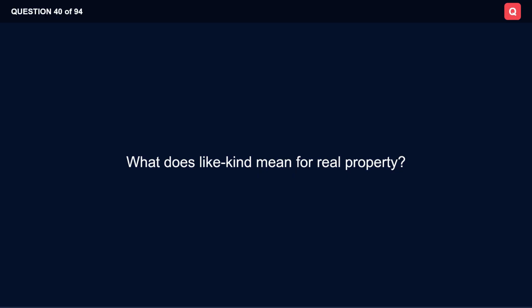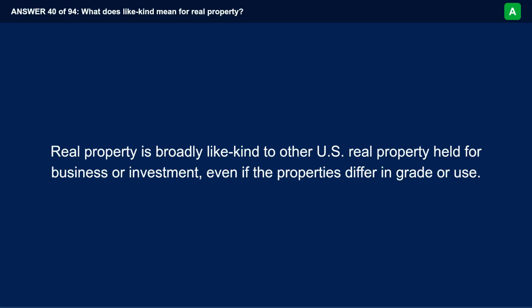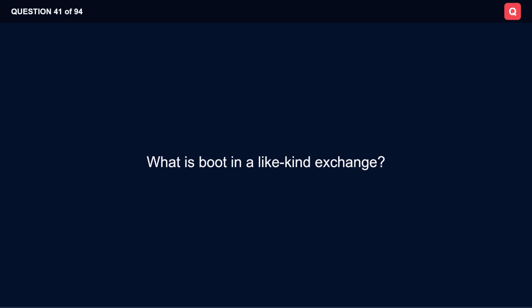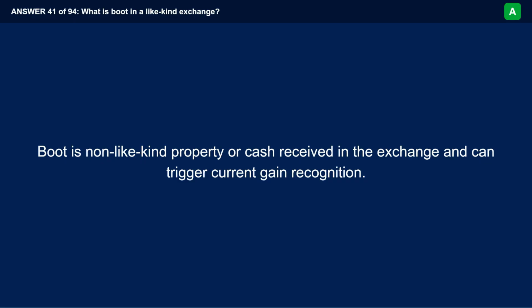What does like-kind mean for real property? Real property is broadly like-kind to other U.S. real property held for business or investment, even if the properties differ in grade or use. What is boot in a like-kind exchange? Boot is non-like-kind property or cash received in the exchange and can trigger current gain recognition.